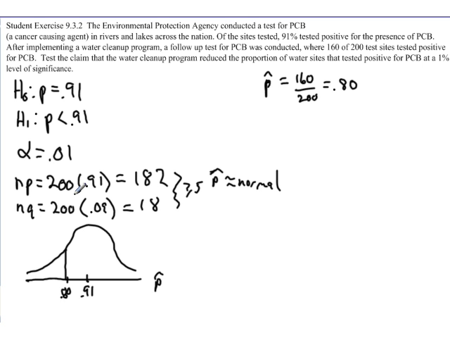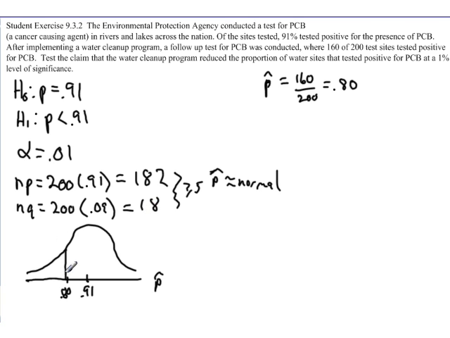In other words, based on the original number being 91%, is the likelihood of getting a sample with proportion 80% sites that tested positive less probable than 1%? If the answer is yes, we reject the null hypothesis in favor of the alternative that it did work. And if the probability of this occurring is bigger than 1%, then we don't reject the null hypothesis and say the program didn't work. So let's transfer this into probability.